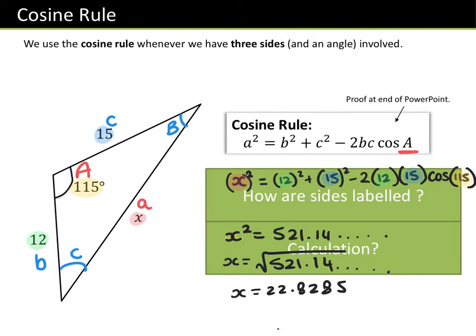And I'm going to get x equals 22.8285. I'm going to round it to three significant figures. And so x is going to be 22.8. Now, the only thing that we have to remember is normally when we square root, we always have a positive and a negative value. We are not going to take a negative value because this is a length, and a length is always positive.